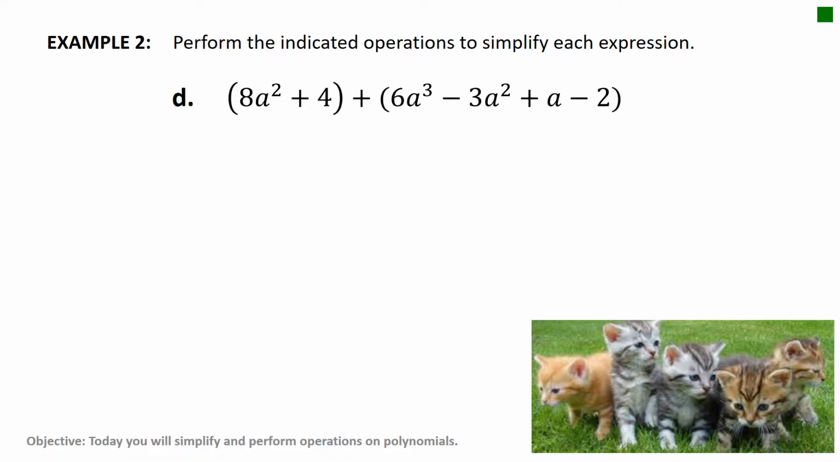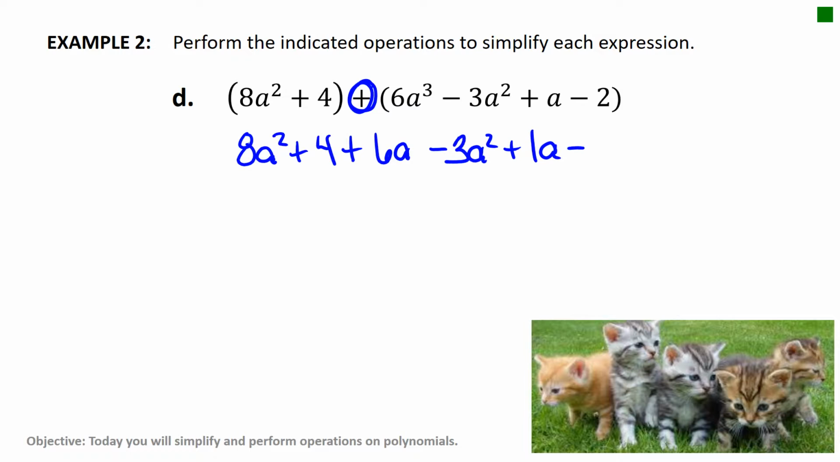Okay, so we're going to start by just rewriting the first one. 8a squared plus 4. This is a plus sign. That means I'm just going to bring everything right down. Plus 6a cubed minus 3a squared plus 1a minus 2. And now when I look for my degree term, that was a cubed. Be careful there. So that's my degree term, the 6a cubed.